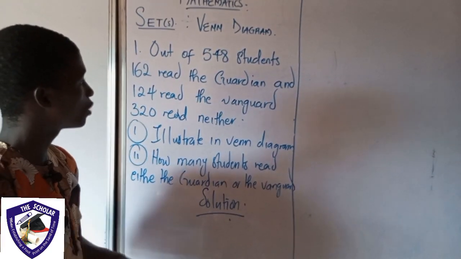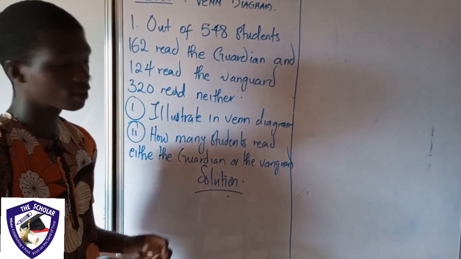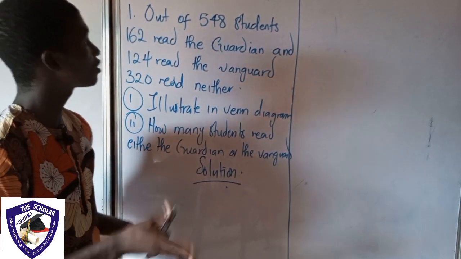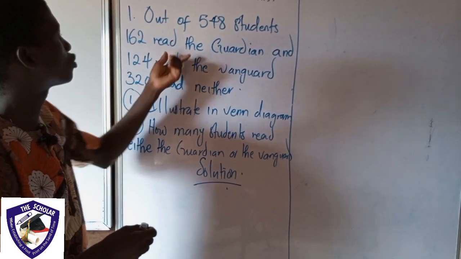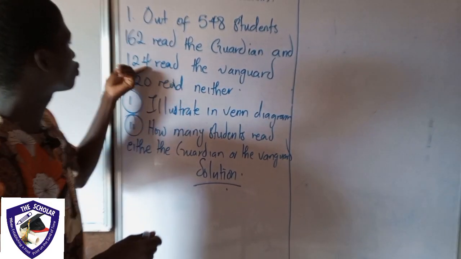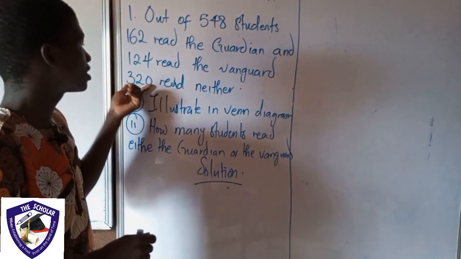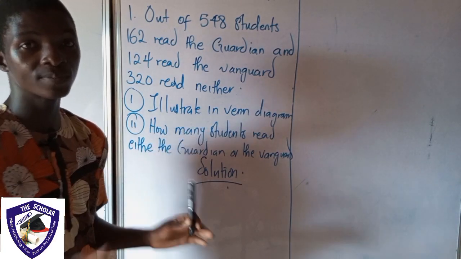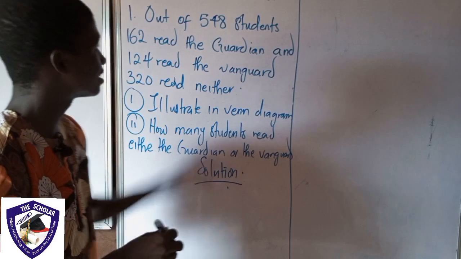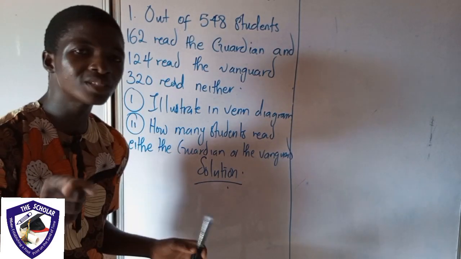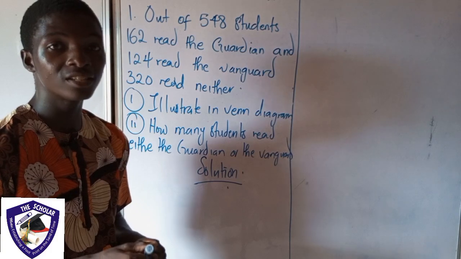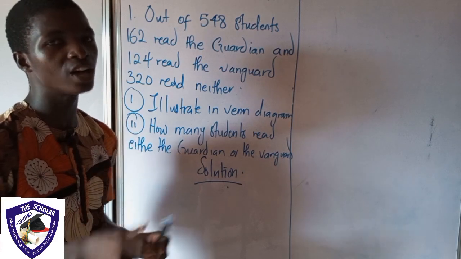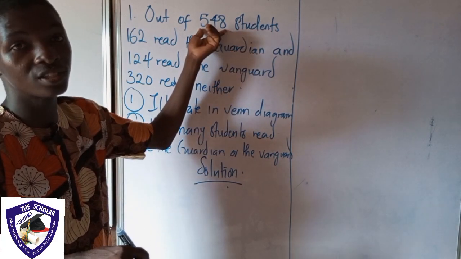Now we have the question here. Quite simple, right? Okay, let us solve it. Out of 548 students, 162 read the Guardian and 124 read the Vanguard, 320 read neither. The question says illustrate in a Venn diagram. As we explained earlier, the first thing is to be able to understand the question itself. Now, there's something about sets which we are going to recall, the universal set. When you study it very well, we have a universal set here, which is 548.